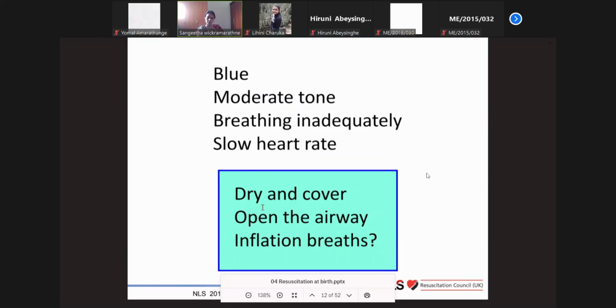So just by opening the airway, when they take breaths inadequately, there will be good oxygen going in, and the baby's color, tone, and the heart rate, everything will pick up. So first to pick up will be the heart rate, right? It's the very first thing to pick up. Once you open the airway, immediately your heart rate will be increasing. You can see it, right? Then only your color and the tone will improve. So failing that, even if you open the airway, still if there are no good breathing attempts, you might have to go for inflation breaths, right?